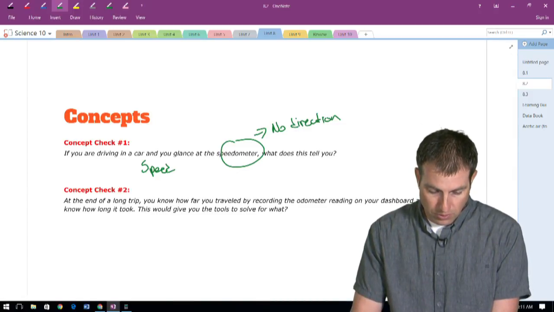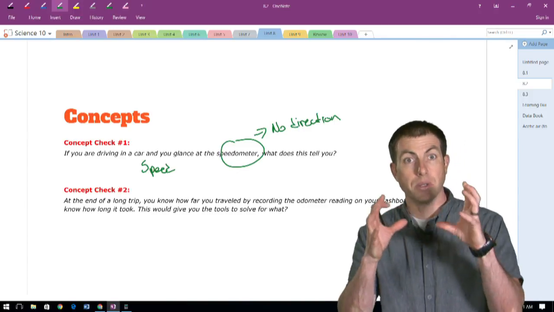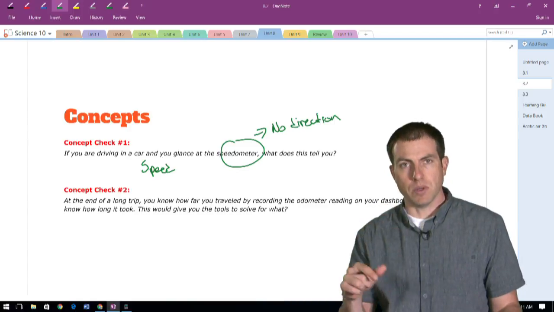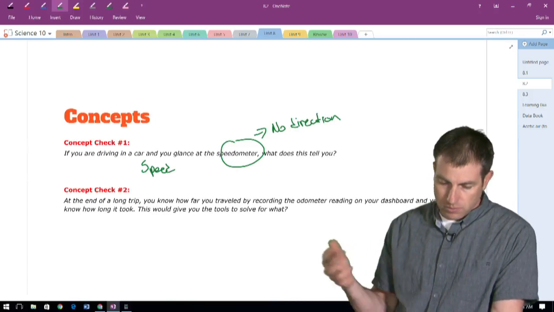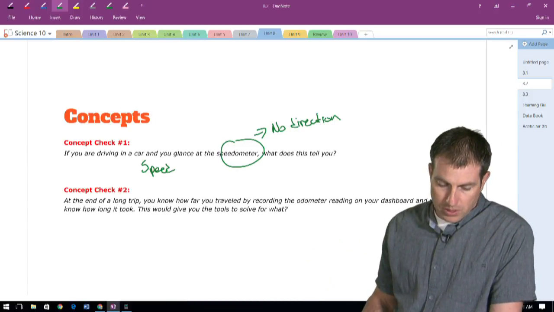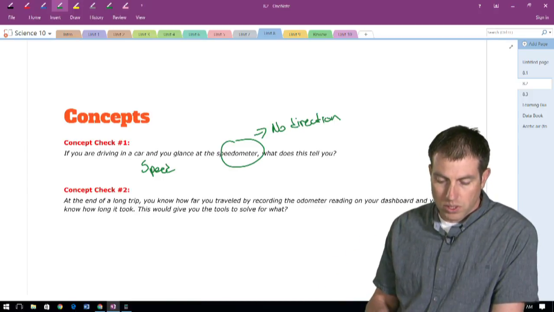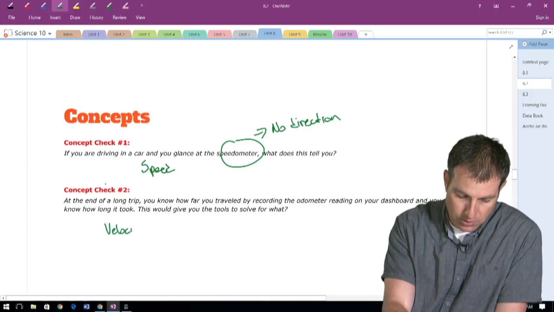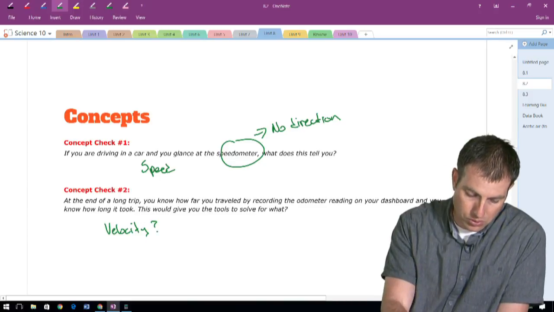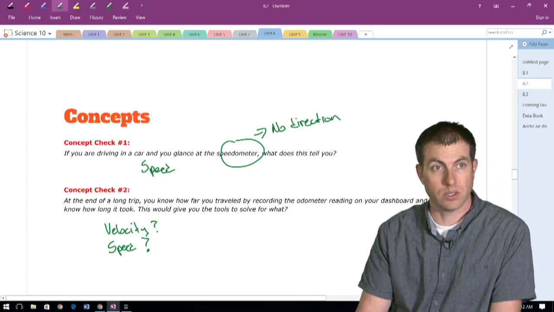The next one, at the end of a long trip, you know how far you traveled by recording the odometer. So usually somewhere near your speedometer, there's a series of numbers that tell you how far you've traveled, and you can reset it at each trip. So if you knew how far you traveled and you knew how long it took, what could you solve for? Could you solve for velocity? Could you solve for your speed? Let's just go with the two, velocity or speed.